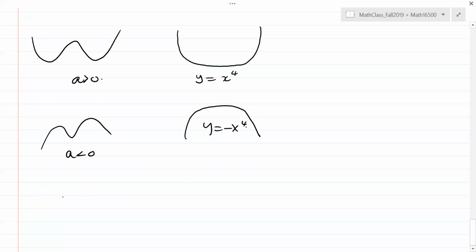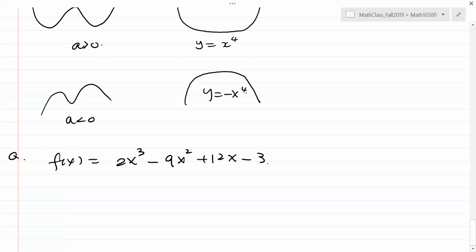All right, so let's take a look at the graph of the function f of x equals 2x cubed minus 9x squared plus 12x minus 3. Before you sketch the graph, you already know how the graph looks. The graph looks like that. If you know that, then all you need to do is find the critical numbers and the values at the critical numbers, you get the local maximum point and local minimum point. Then you sketch the graph.